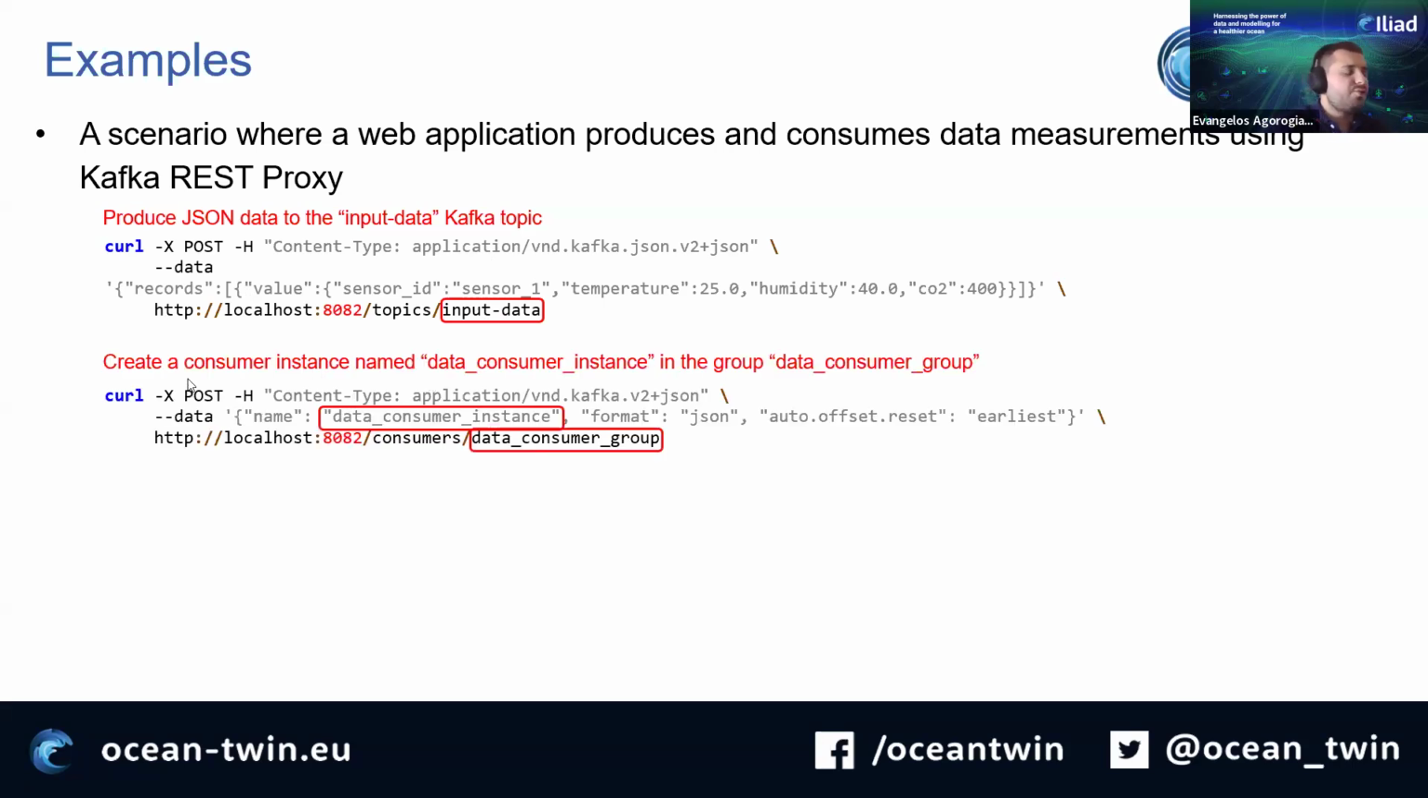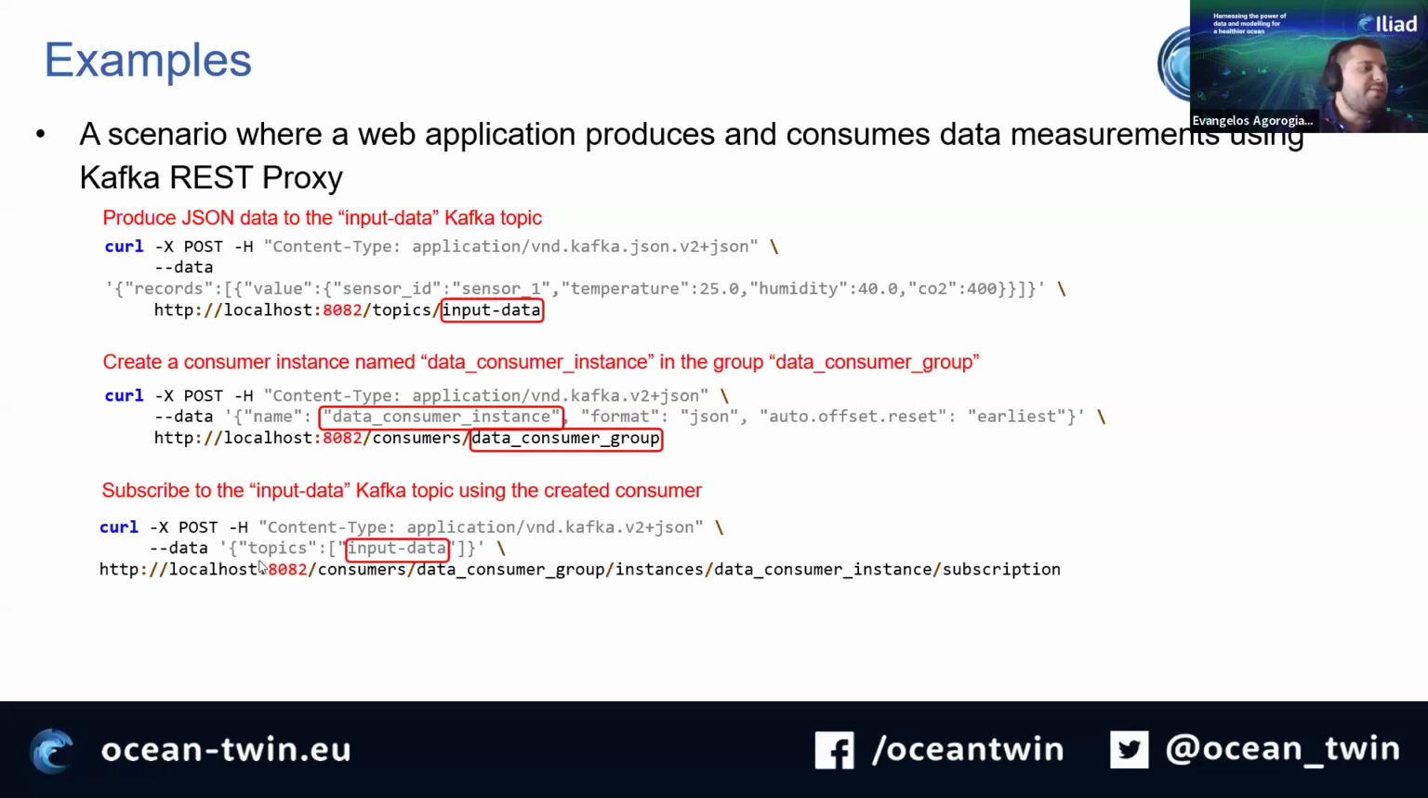Then we have another operation through a POST method where we create a consumer instance. Here you can see the consumer instance that is created and the group that it belongs to. We also define the format of the messages that is expected and the behavior of the consumer, which will consume the data from the earliest or latest offset, as we discussed earlier. Also, here we have a part of the created consumer which subscribes to the input data topic.